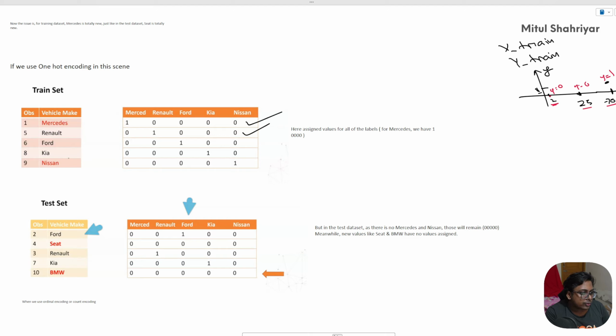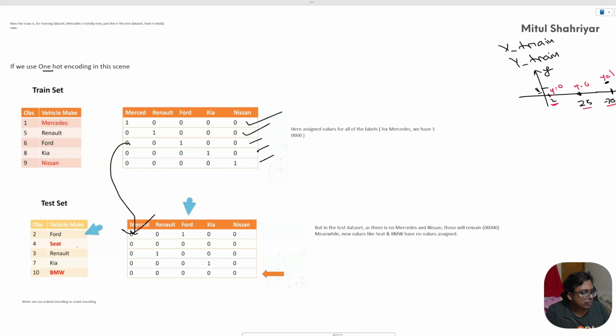You can see for the Ford and others, no problem. There are 5 Boolean numbers that have been assigned, obviously, as we used one-hot encoding. This is for the training dataset. What happens for the test dataset? For the test dataset, you can see for Ford, it is good because you can see the 00100, 010.